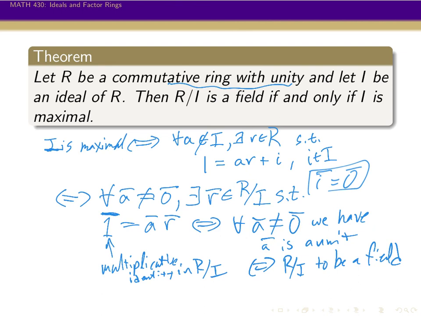Going back the other way, R mod I is a field if and only if everything that's non-zero is a unit. That means it has a multiplicative inverse in the quotient ring, so that 1 is in the coset of a times r. And to be in the coset, that means that a times r plus some element in the ideal I is equal to 1. And if this is true for any a that's not in the ideal, then that's what it means for the ideal to be maximal. Because there's no proper ideal bigger than it. If you try to add anything else into it, you're going to get the whole ring.